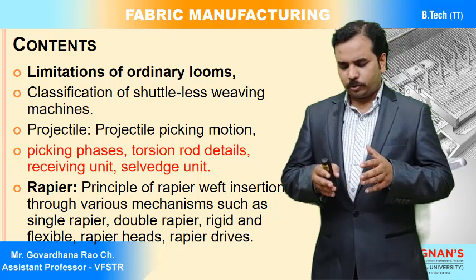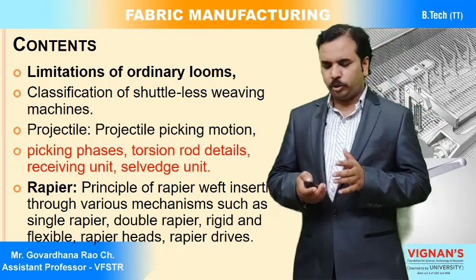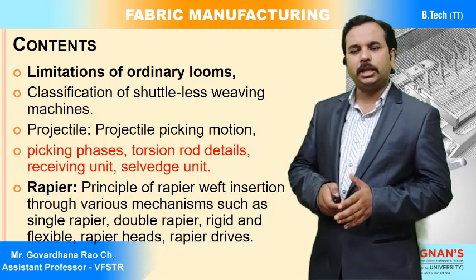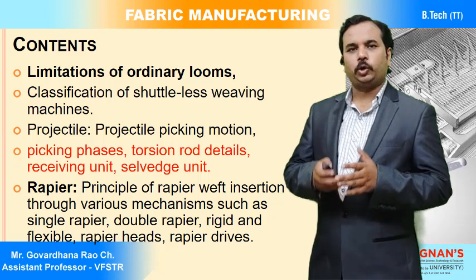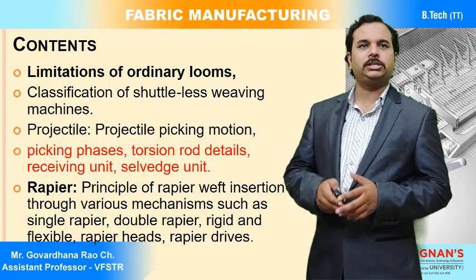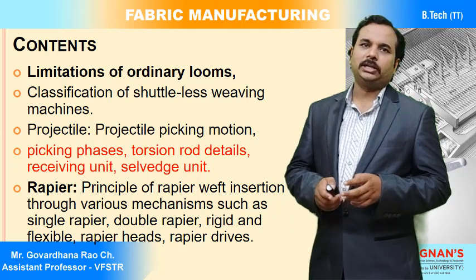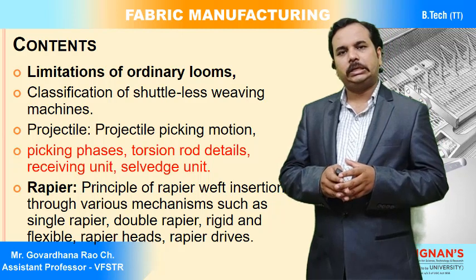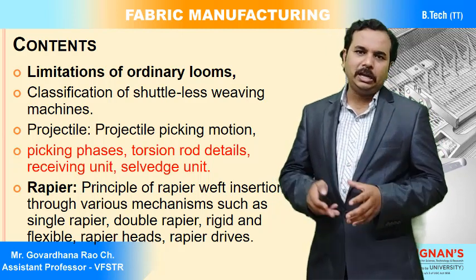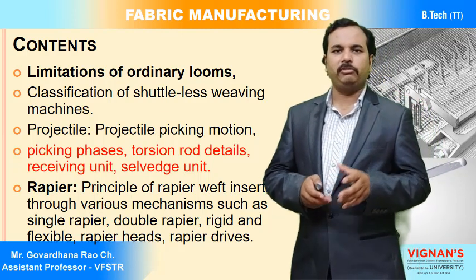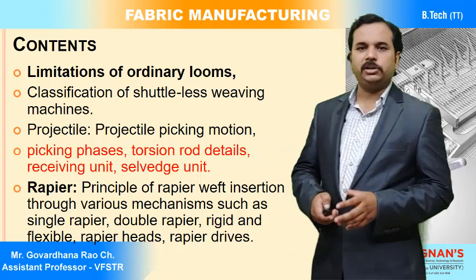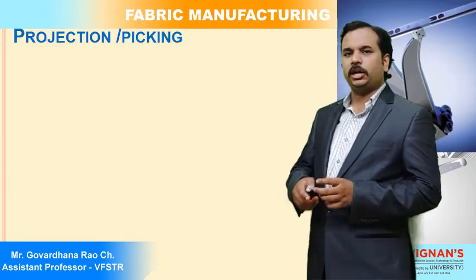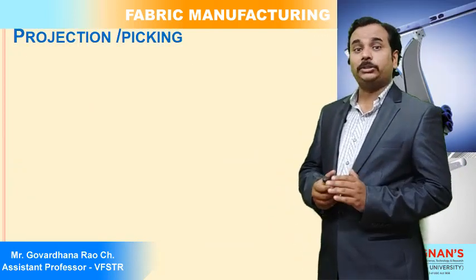In this session, we are going to see the different picking phases in projectile weaving, the torsion bar grout details, and the receiving unit and the selvage units. We will see what components or elements are present in projectile weaving. Then we will go for rapier weaving. In this session, we will see what exactly complete projectile picking is.